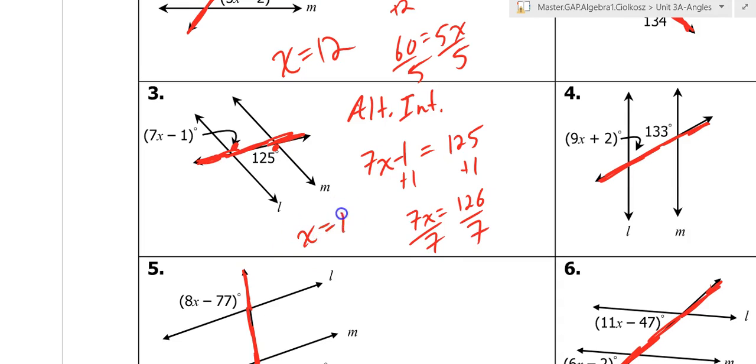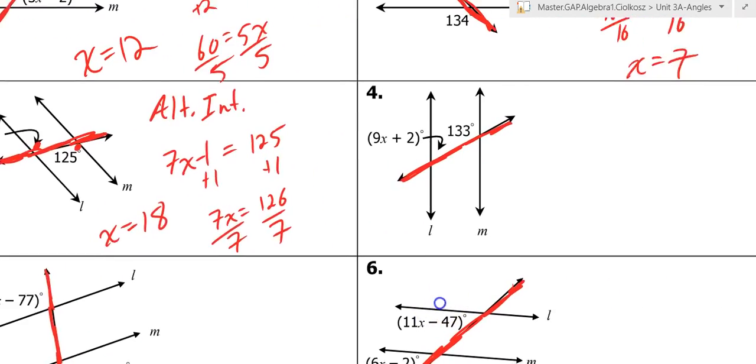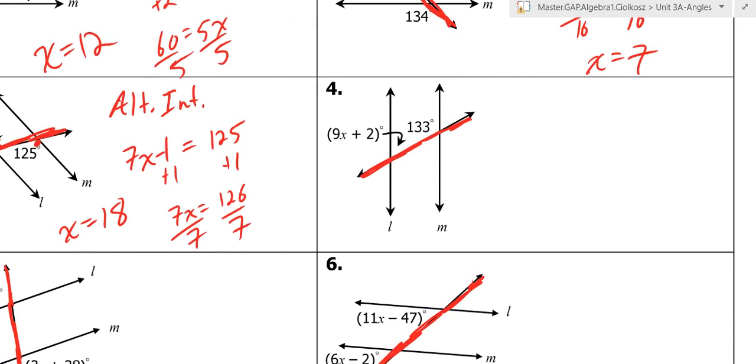Here we get x is 18. Okay, so we know they're parallel. So I'm looking at this angle and this one. Well, they're on the same side. And they're interior. Well, I know about those. With parallel lines, that means they have to add to 180. Combining our like terms, remember, same side of the line, just combine.